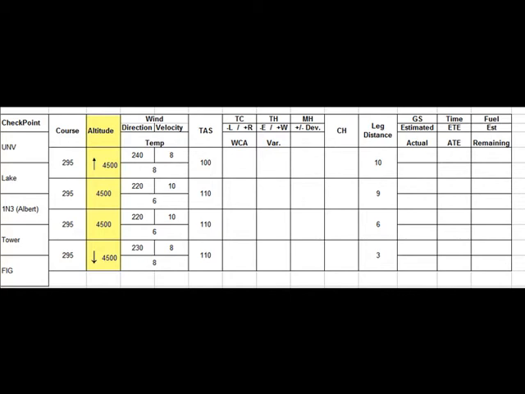Flights in a westerly direction, heading of 180 to 359 degrees, are flown at even 1,000 plus 500. Since our flight is in a westerly direction, we will fly at an altitude of 4,500 feet. This information is entered into the navigation log.